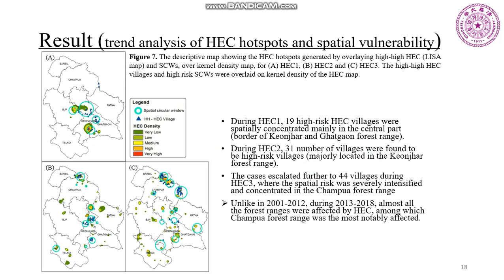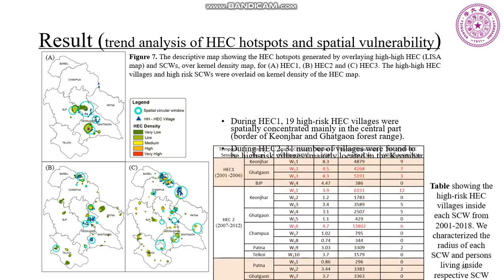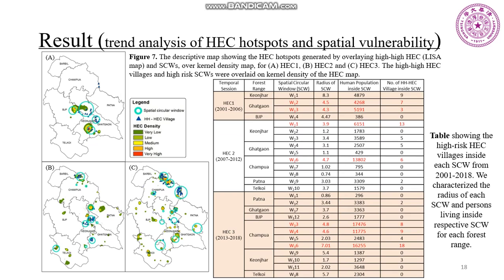This is the overlapping of kernel density, LISA hotspot, and spatial circular window maps, which shows the densest clusters of human-elephant conflict in my region. In HEC1, meaning the first temporal phase, the risk was in the central part, which shifted gradually to the northeastern part of my study area. The whole table shows the number of villages vulnerable to human-elephant conflict.